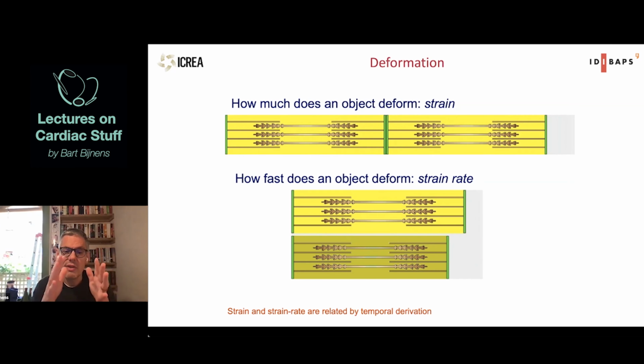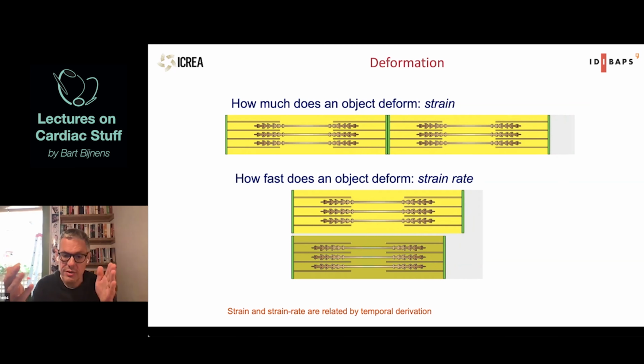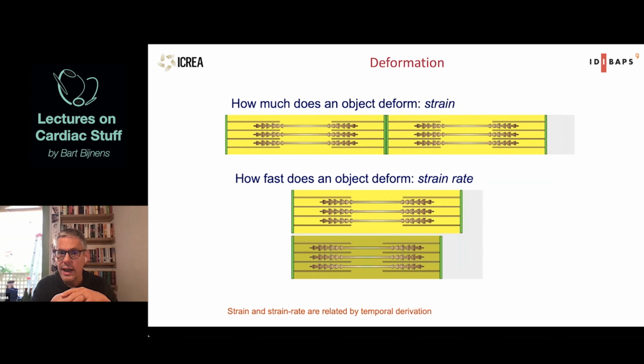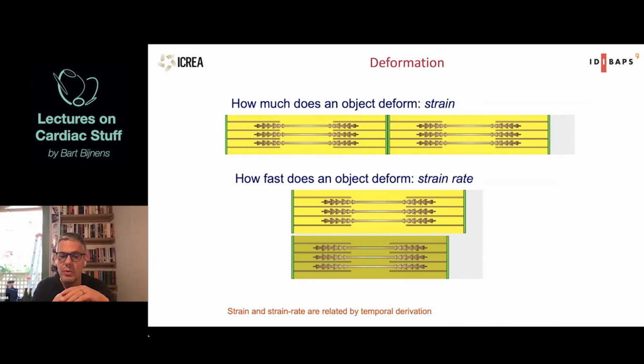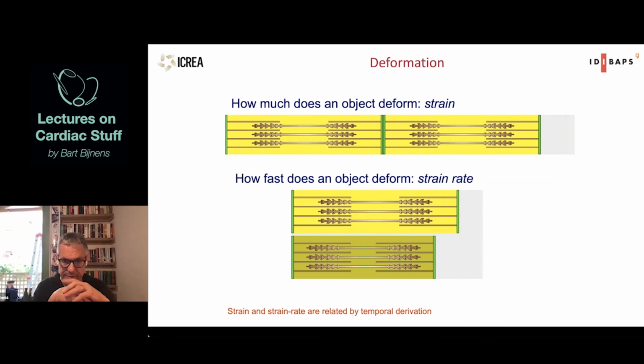Then when we look at the strain rate, you will see that the faster you can deform, likely the more force you're using in order to do this. And so that is partially related to what we call the contractility and the myocardial force development. But we'll come back to that later on.